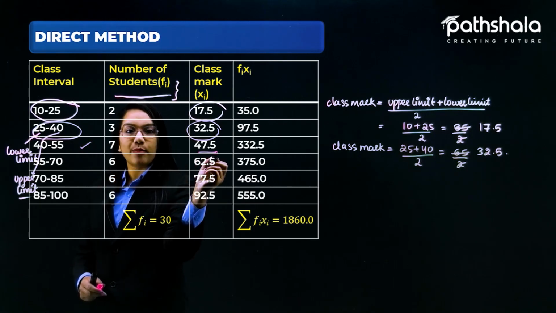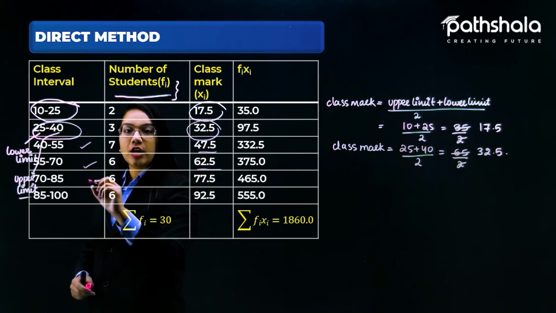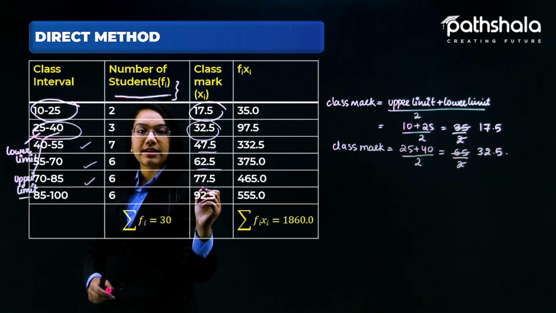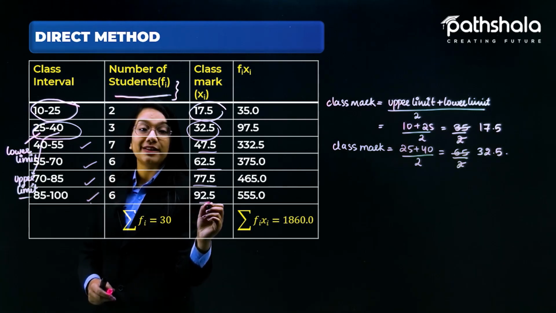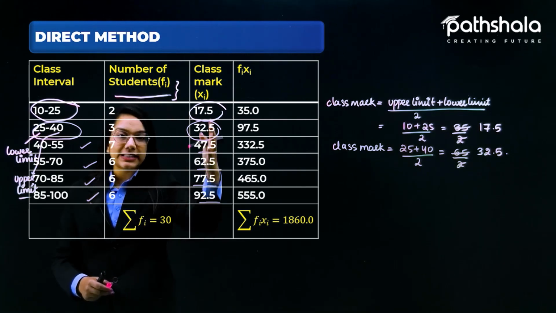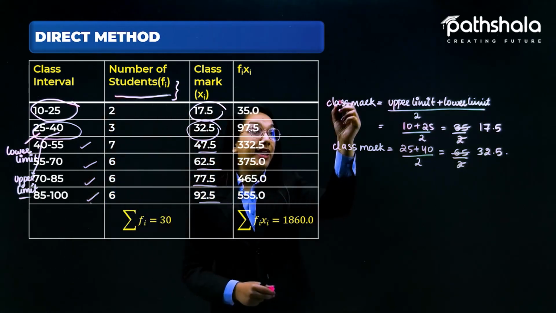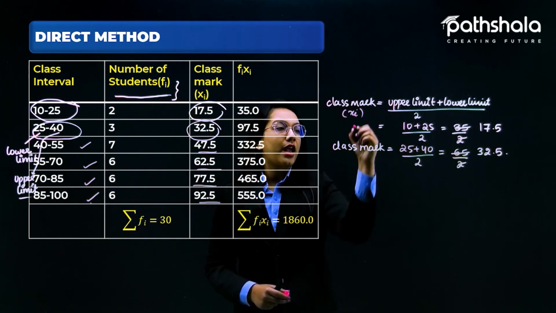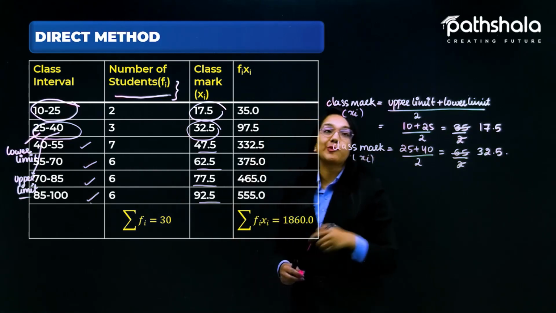This is 47.5, 55 to 70, this is 62.5, 70 to 85, this is 77.5, and 85 to 100 is nothing but 92.5. So this is nothing but all about the class marks. Always remember the class marks are represented by small xi. We always represent the class mark as small xi.